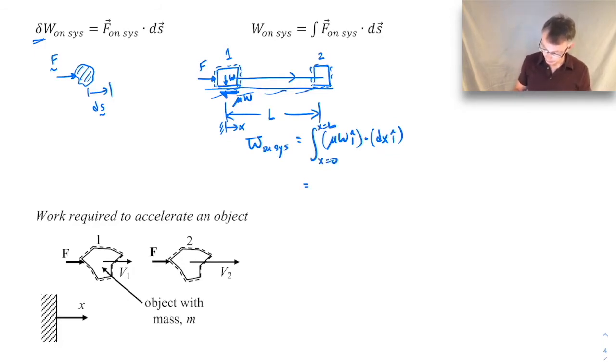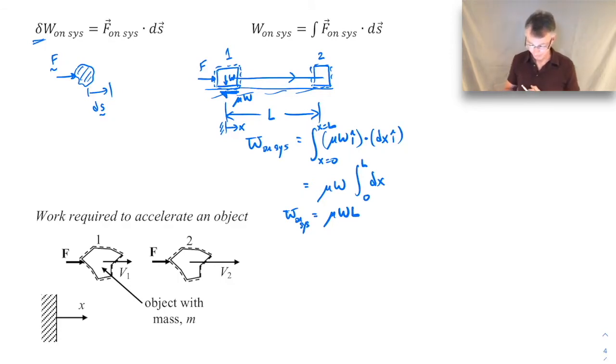When I evaluate that integral, it'll be mu times W times the integral of dx, because mu and W are just constants, so they can come outside the integral. So x goes from 0 to L of dx, and that'll just be mu times W times L. So that's the work that I'm doing on that object to move it from one side to the other.